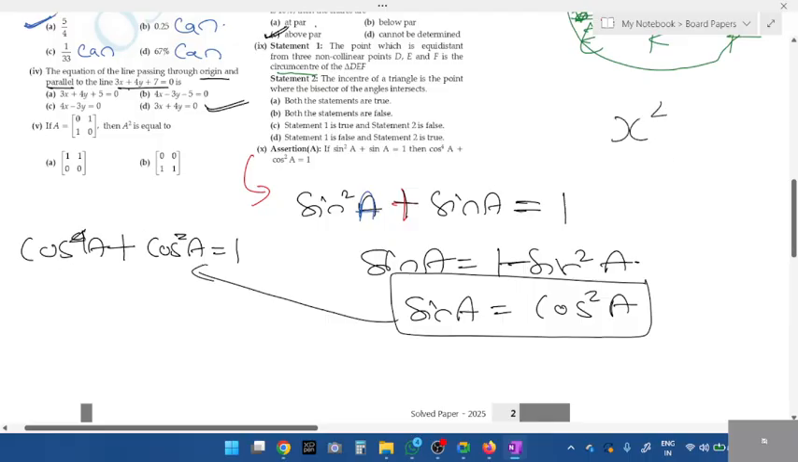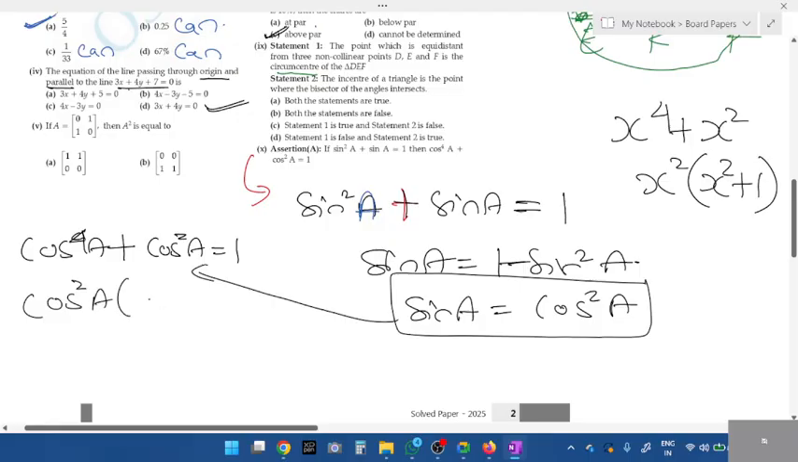What is common to x4 plus x square, students? What is common? X square. Yeah, why are you laughing, Tanishka? What is wrong? X square plus 1. In the same way, what is common here? If you take cos square A, what is common? Cos square A plus 1. So cos square A, we get it as sin A.